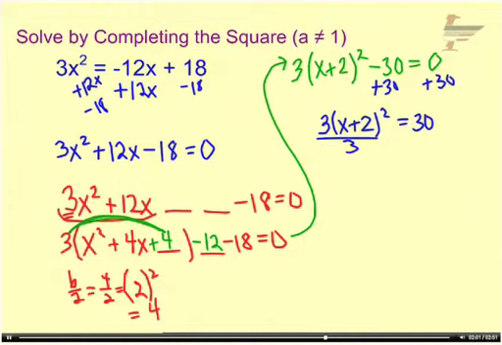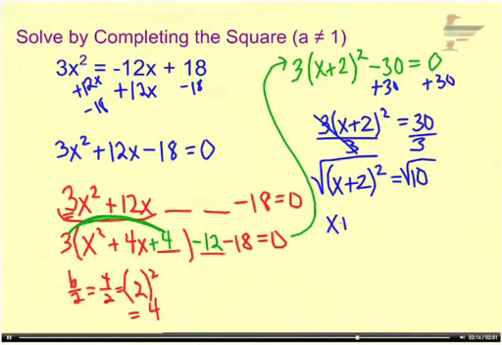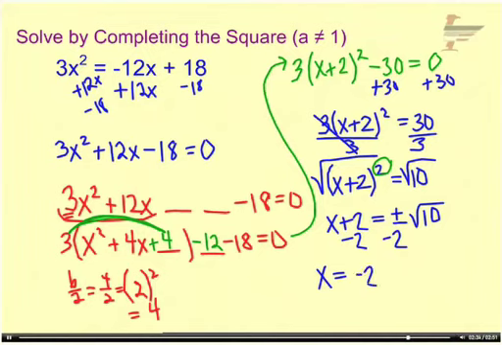Divide both sides by 3. That's what's going to get this 3 on the outside to go away. So we have x plus 2 squared equals 10. To undo the square, we take the square root of both sides. X plus 2 equals, remember that taking the square root tells us 2 answers, plus and minus the square root of 10. And let's subtract 2 from both sides. We're looking at x equals negative 2 plus or minus the square root of 10.